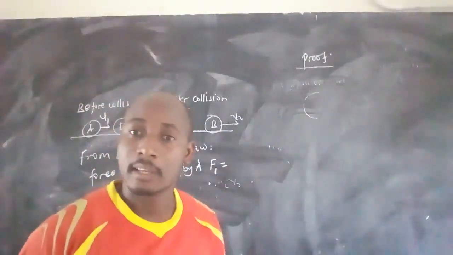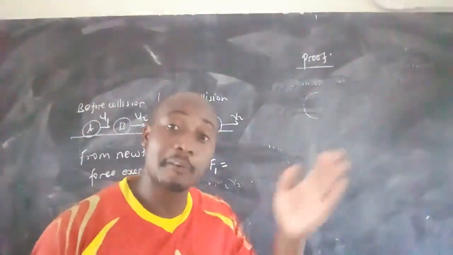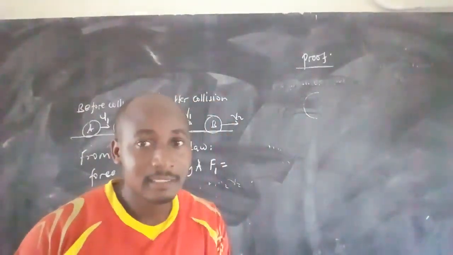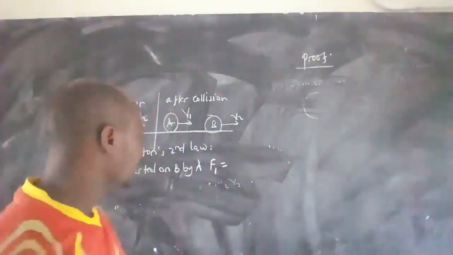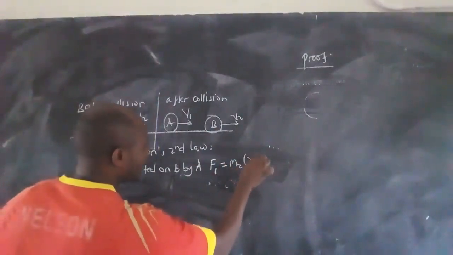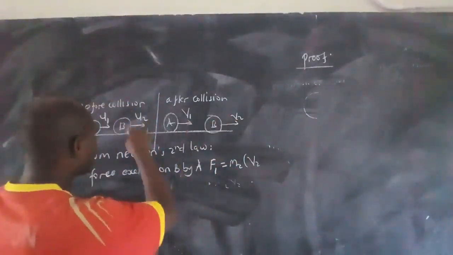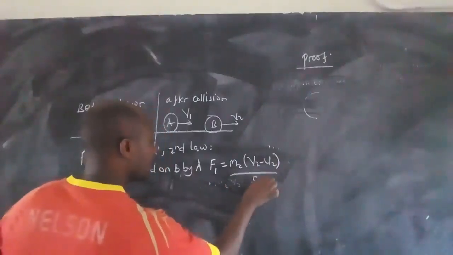It is B to move. So the change in momentum is for B, not for A. A exerts the force on B, so B moves, okay? So it will be mass of B, that is M2, times change in velocity, V2 minus U2, divided by time of impact.